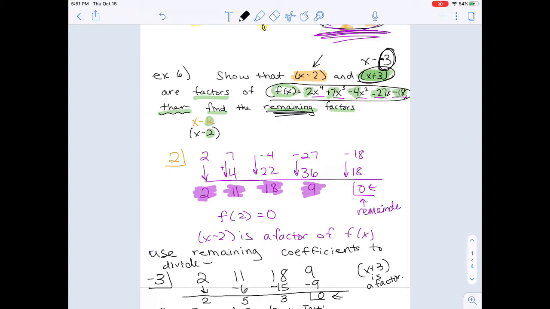Now, how can we tell the remaining factors? Here's what you're going to do. I'm going to make some room for me, so I'm going to erase this a little bit.